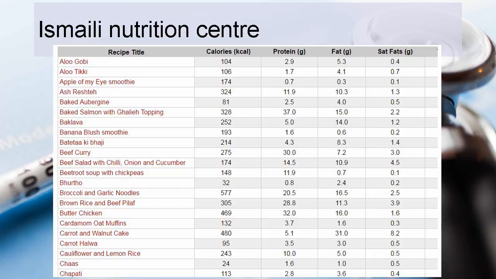And they've also got some ideas about recipes, how you can modify traditional Khoja recipes or Indian recipes to make them a bit better in terms of higher fiber, lower salt, lower fat. So these are some of the things that I came across.